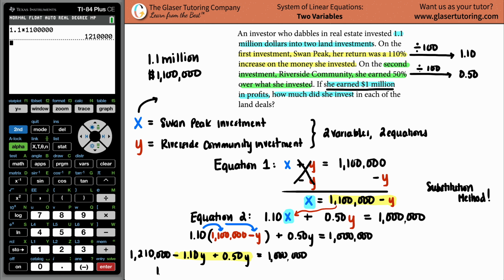And maybe we'll say 1. No. Maybe we'll go over here. 1,210,000 negative 1.1 plus 0.5. Yeah, that's 0.6, and this equals 1 million. Keep going with your PEMDAS. We'll subtract this on both sides.